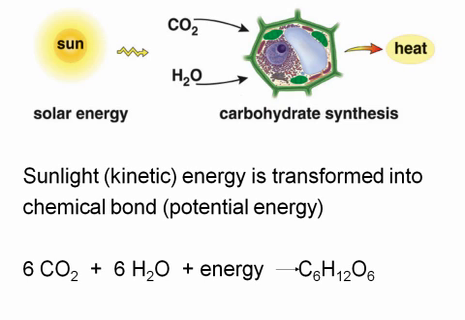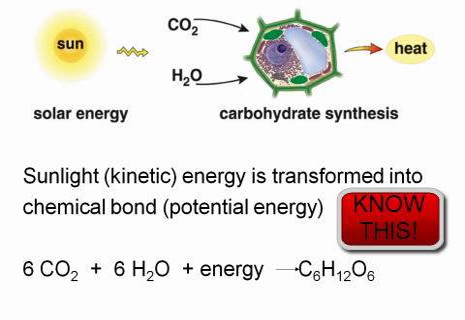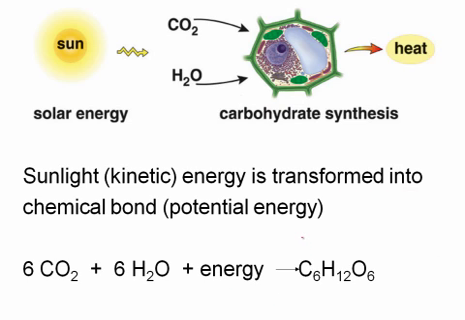Organisms that are autotrophs can capture solar energy and use that to form new chemical bonds to build sugars. Down at the bottom of the screen, this is the summary equation for photosynthesis. 6 molecules of carbon dioxide plus 6 molecules of water plus energy from the sun, and this can eventually be converted into the sugar glucose.